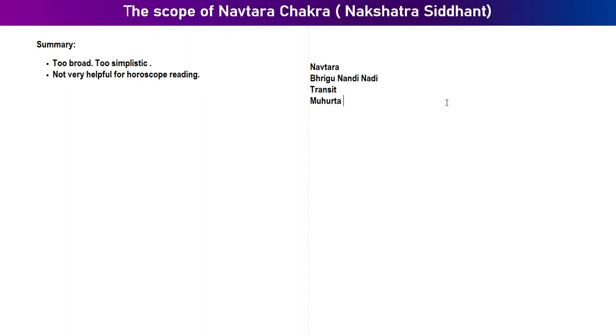And the results of the transit are also very generic, because if you don't make use of a person's specific horoscope to analyze the transit result, it's not going to work. Just saying that Jupiter in Aries will do this, or Saturn in Libra will do this, it doesn't make much sense. And same is with the Muhurt also.